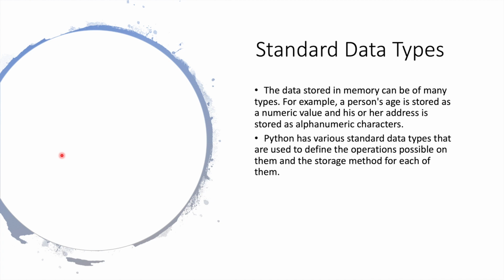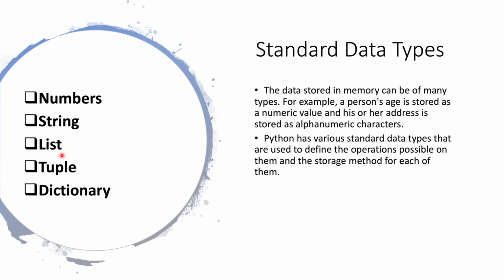If I want to write some data or features about a person, you might write their age, so it's going to be numeric. If I ask you to write their address, it's going to be alphanumeric, because that can have numerical values and a string. So that will be taken as alphanumeric, and also treated as a string. There are some standard data types: first is number, second string, third list, fourth tuple, fifth dictionary, and last one set.